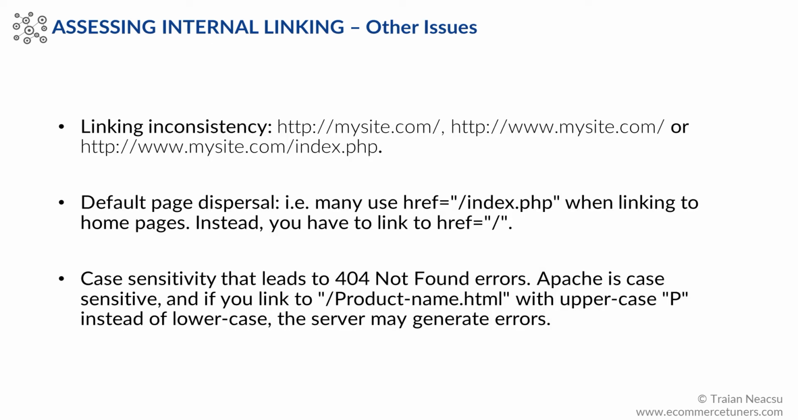Here are some other common internal linking mistakes. Inconsistent linking. This happens when you link to the same page with multiple URL variations, for example, when linking to the homepage with URLs such as mysite.com and www.mysite.com. Default page dispersal. This is when you link to index files rather than to root directories. For example, many webmasters link to index.php when linking to home pages. Instead, you have to link to the root directory, which is just the slash.